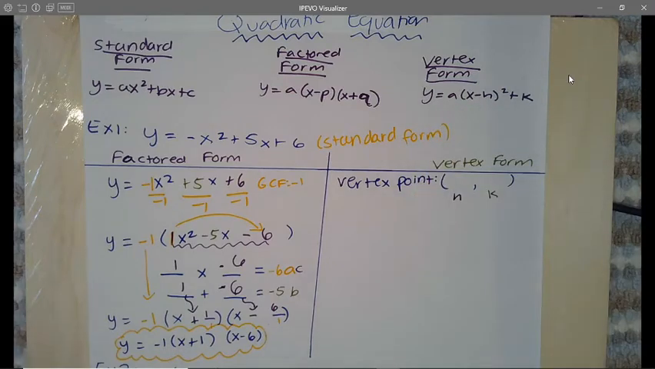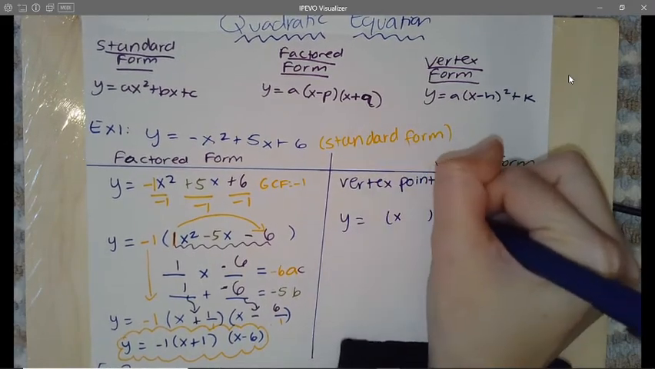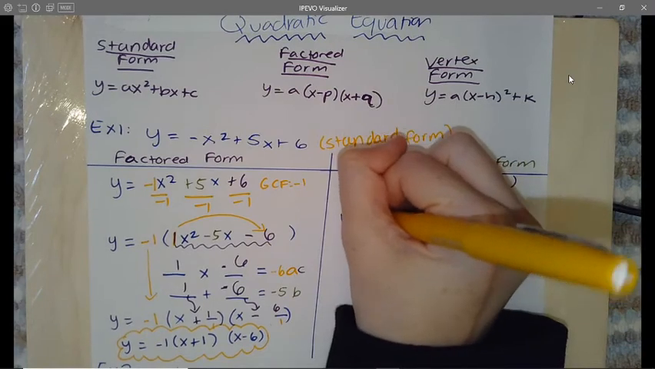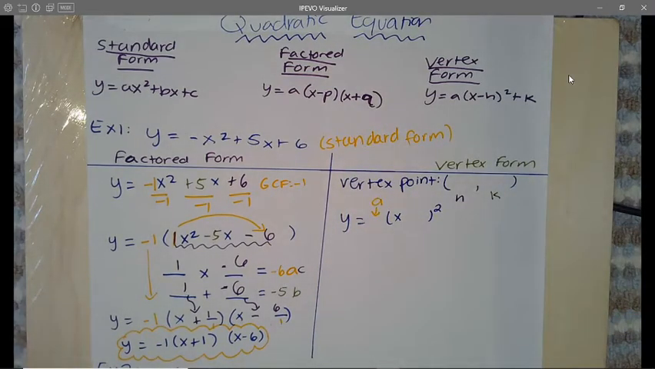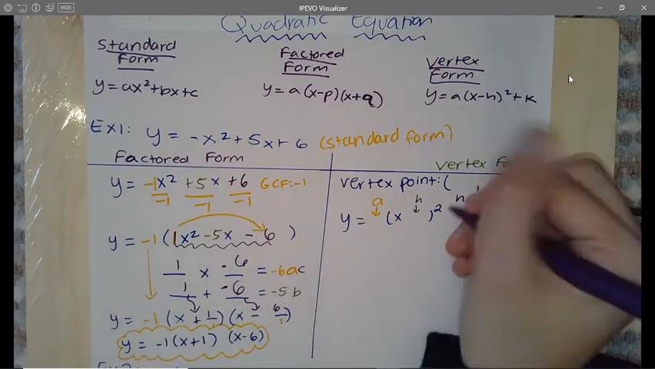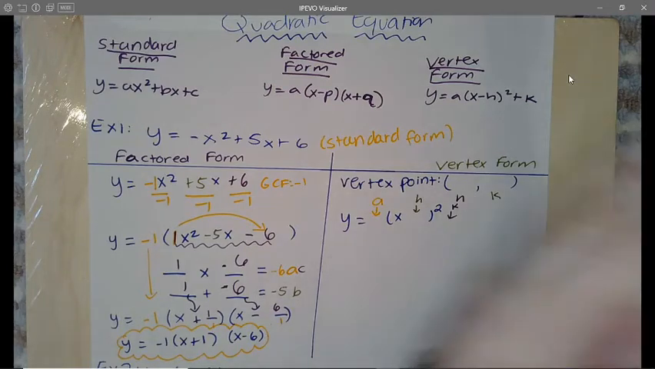Okay, so I'm going to set up vertex form. Alright, so we need the a value, so I'm missing an a. I need to fill in the a. We're missing the h, and we're missing the k. Once I find the a, h, and k, I just need to slide them into my equation, and then we'll be done.